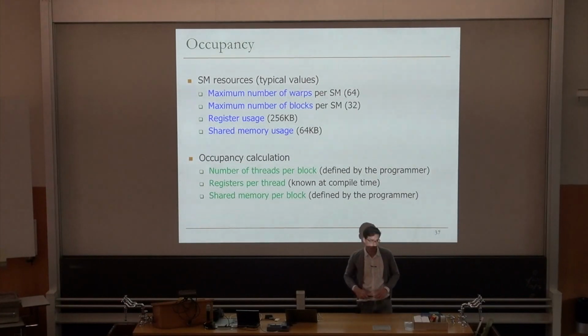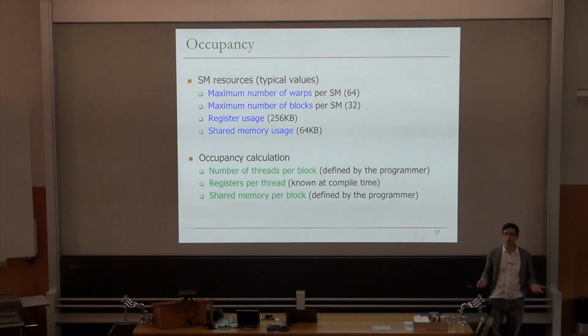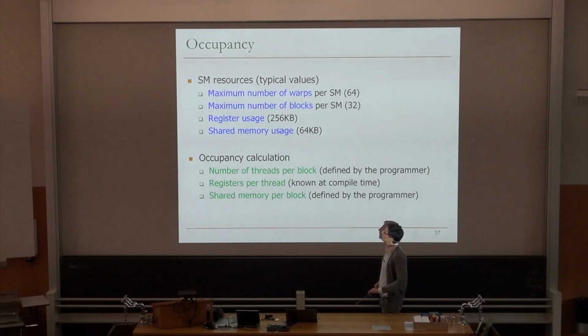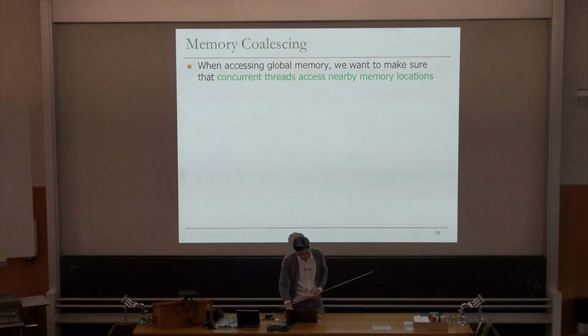So it will be a pity if for some reason the programmer decides that we need 33 kilobytes for each block, right? Because the problem is that we will only be able to schedule one single thread block in each of the cores, and we will be wasting 31 kilobytes of shared memory. So that's why it's important to try as much as possible to make good use of these resources. This is the way we can calculate the occupancy, taking into account the usage of these resources.